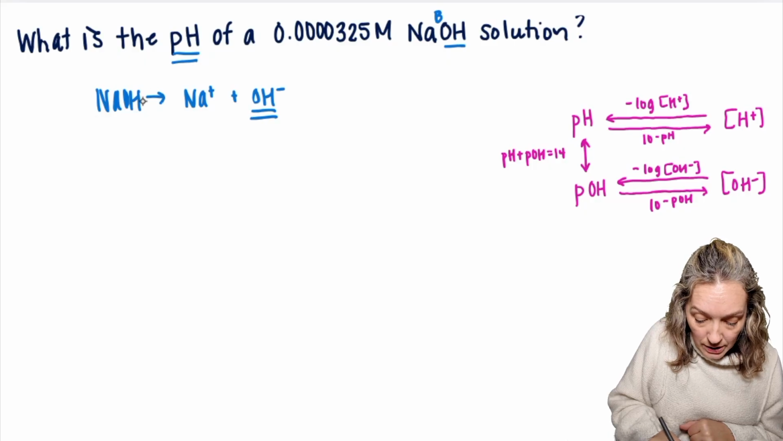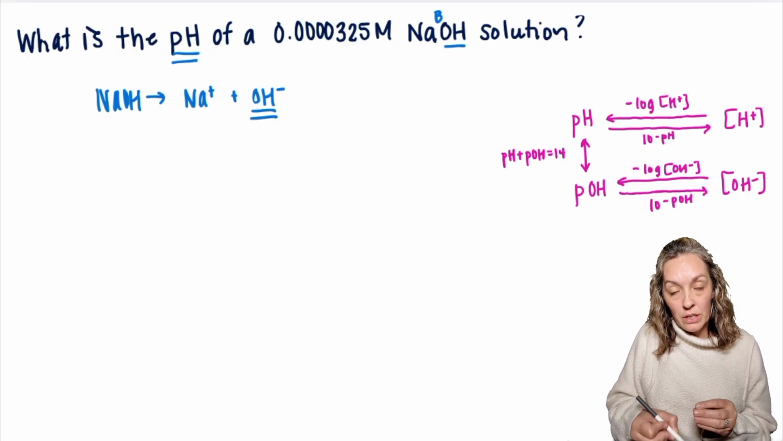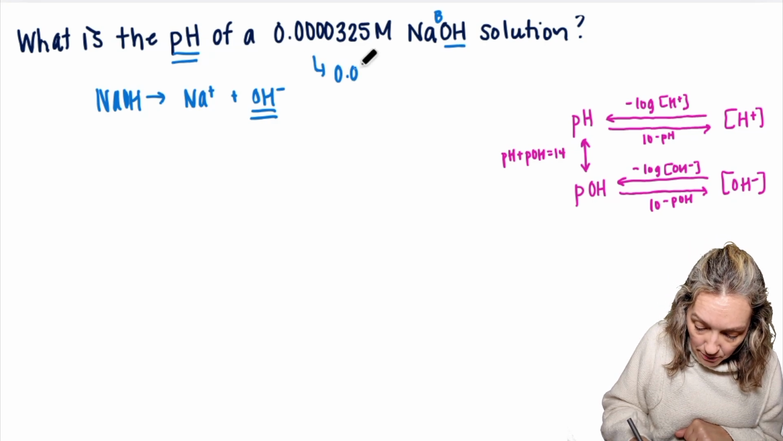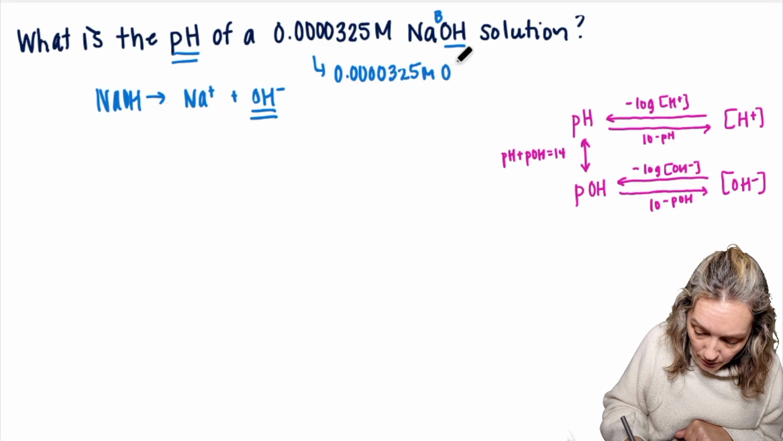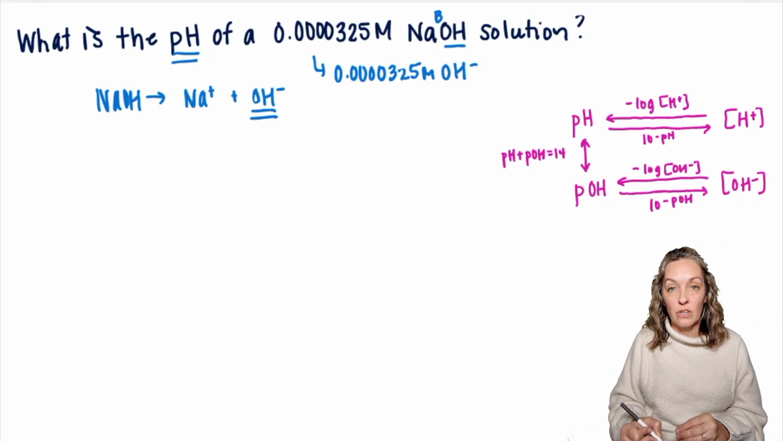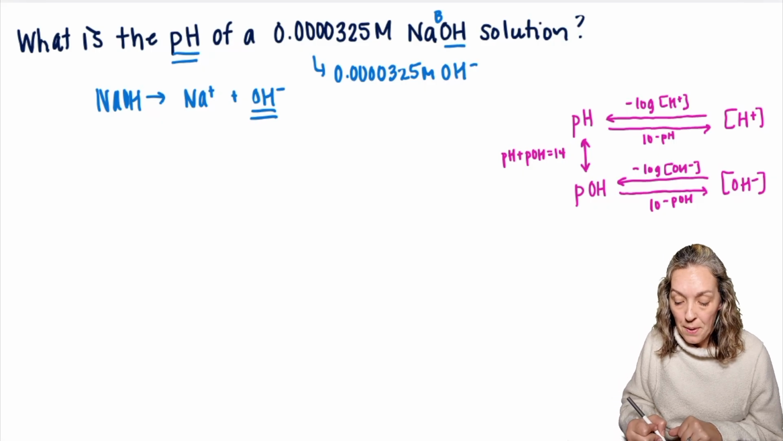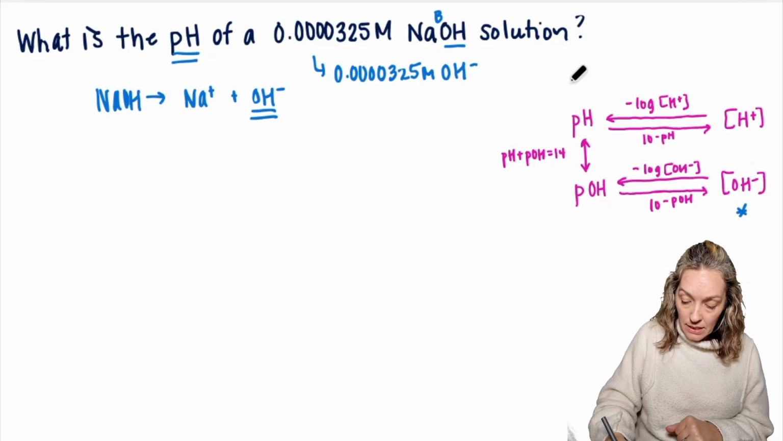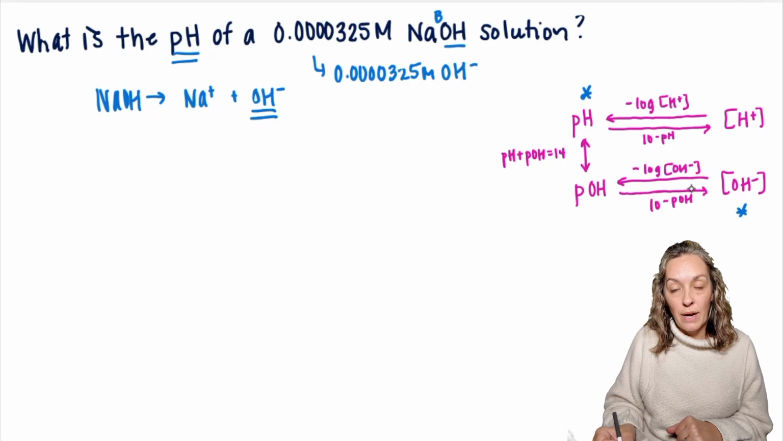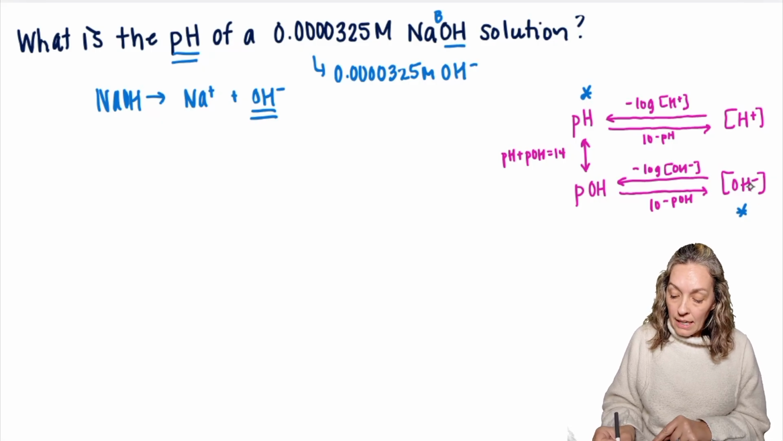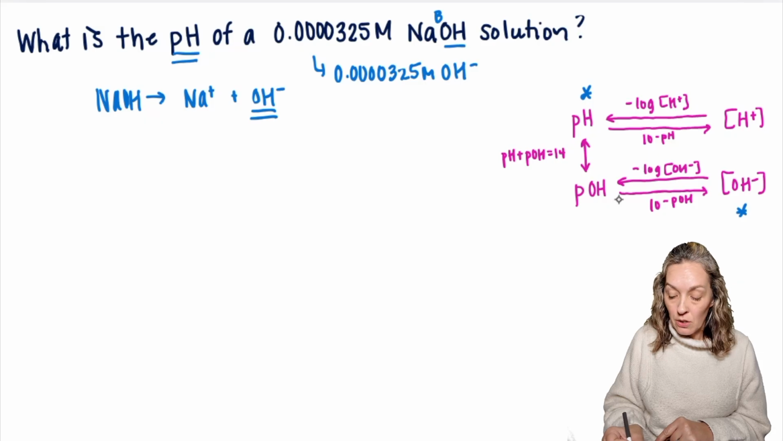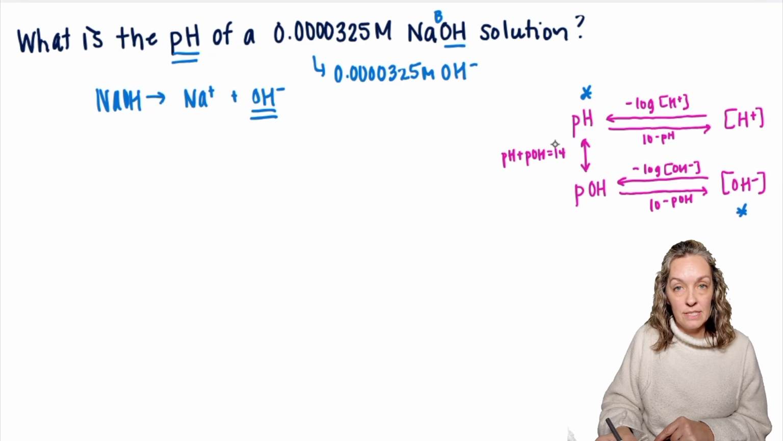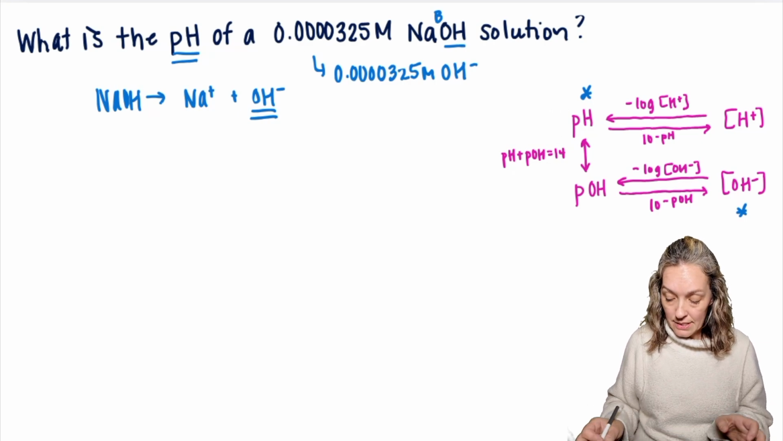Because every one NaOH produces just one OH minus, the concentration or molarity of my OH minus is going to be exactly the same as the concentration of NaOH. Now I know my concentration of OH minus and I'm trying to find my pH. Notice that there's no direct connection between these, but I can use my OH concentration to find pOH. And once I know pOH, I can connect that to pH using the equations here. So let's go ahead and tackle this.